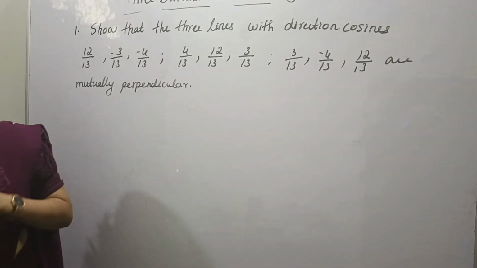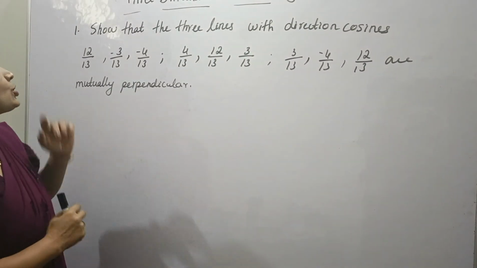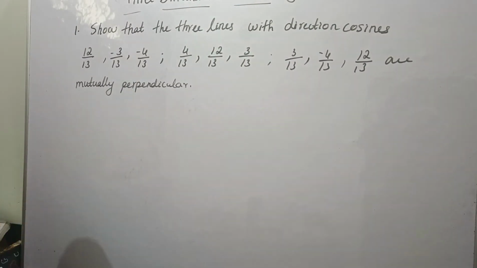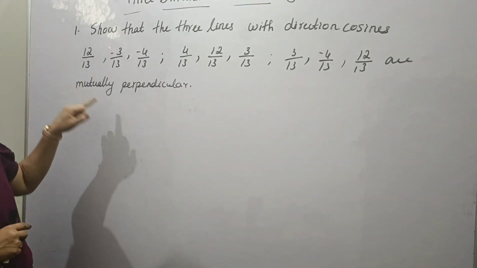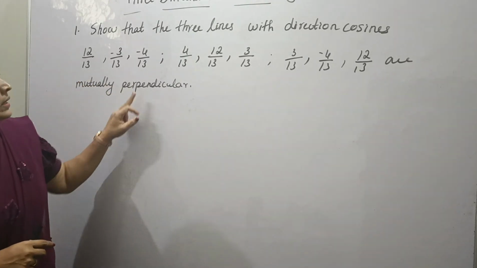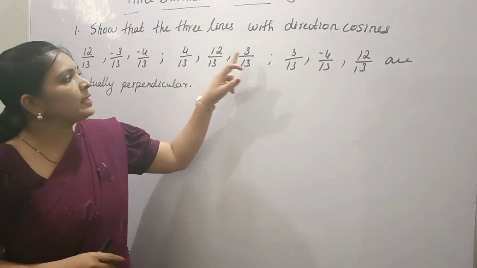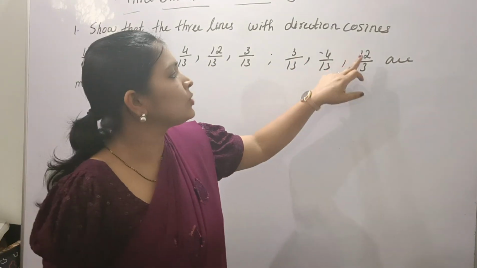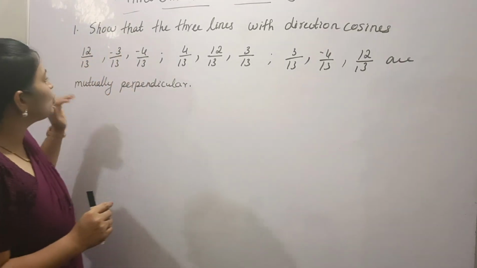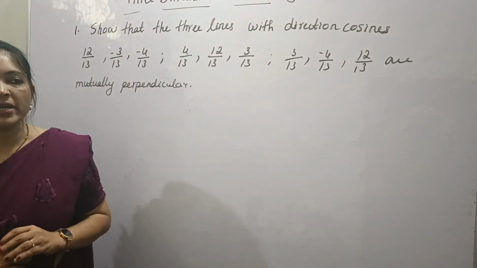Now let's go through exercise 11.2. First question. Show that the three lines with the direction cosines 12/13, -3/13, -4/13; 4/13, 12/13, 3/13; and 3/13, -4/13, 12/13 are mutually perpendicular.